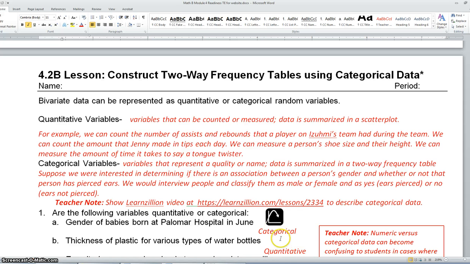So you should be writing these down too. And by the way, if you haven't written these definitions, variables that can be counted or measured for quantitative, variables that represent a quality or name for categorical, please do that. You can press pause if you need to. Okay, let's continue for number 1.